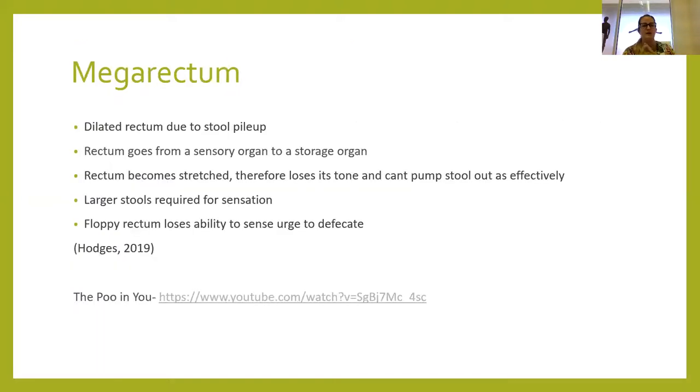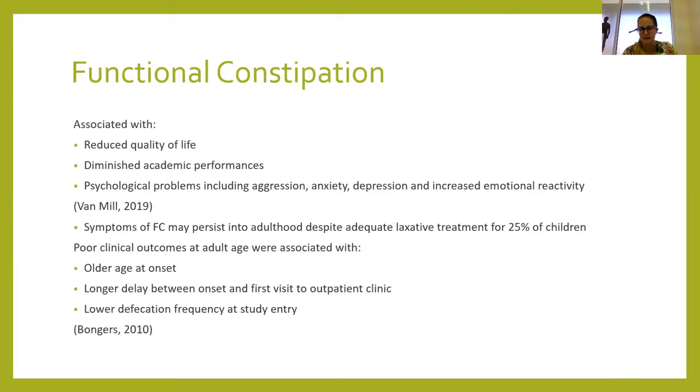So megarectum is a dilated rectum due to stool pileup. The rectum goes from a sensory organ to a storage organ. So we're wanting it to be that sensory organ, for them to sense that it's full and they need to go to the toilet, not to store the poo. The rectum becomes stretched and therefore loses its tone, as they spoke about the balloon and losing its tone, and they can't pump that stool out. And then after that, of course, because it's a large organ, they're needing those large poos to come so that they can start feeling. And also it's floppy and they're losing that sense.